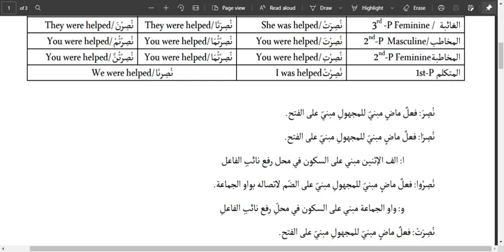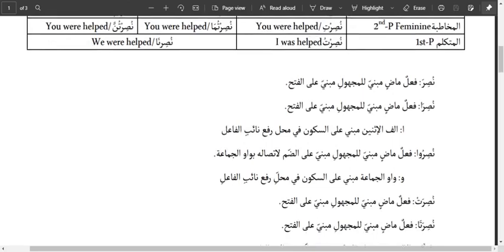So nusiru, the next, mabniyun lil majhul mabniyun ala dhammati litisalihi biwawil jama'ati. We do the analysis because we are seeing dhamma here. Why is there dhamma? Because naturally it's meant to be fatha. So we have to state the reason why it is dhamma, and that is because of wawil jama'a. So that's why we said fi'l madin mabniyun lil majhul mabni ala dhammi litisalihi biwawil jama'a. The analysis of wawil jama'a: مبني على السكون في محل رفع نائب الفاعل.